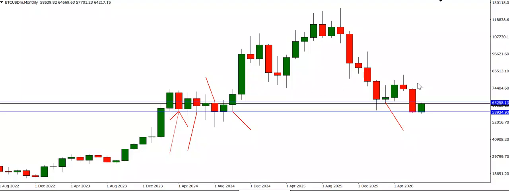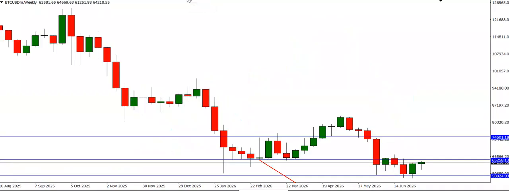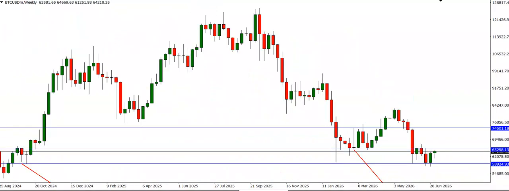There are other levels far away from where price is, something like this, but it's a bit far. Got tested here, got tested here, got broken but rejected, but it's a bit far. Now that's for the monthly time frame. Now on the weekly time frame, let's look at where the key levels are for BTC USD.